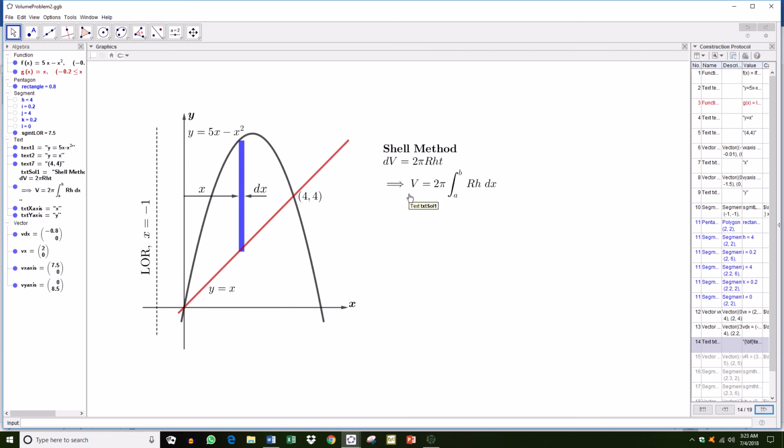2 and π are constants, so they come out. And r and h, I'll show you what they are. t, at least, I'm sure you would agree, is dx. So this is 2πrh dx.